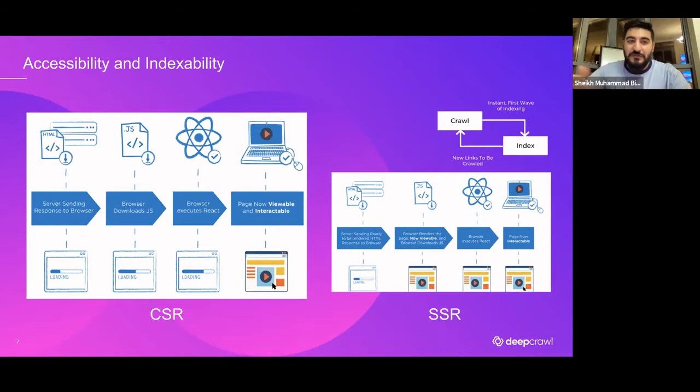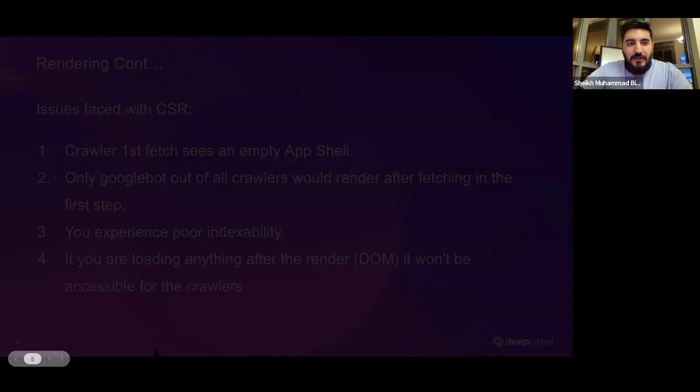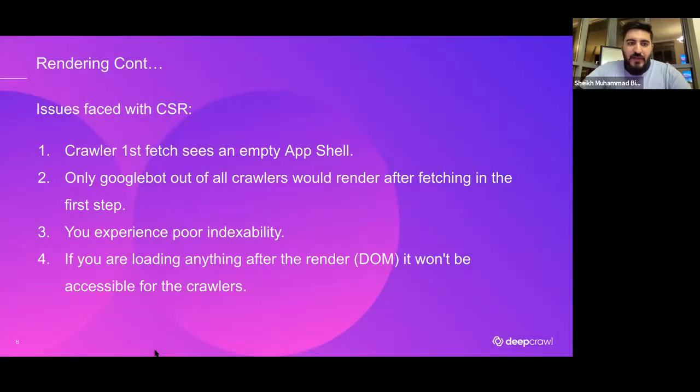That's like 200,000 requests for the crawler. So you really want to save those 100,000 requests for the crawler to optimize the indexation process. Okay, so rendering issue, what issues can you face? The crawler first fetches and sees an empty shell. Only Googlebot, out of all the crawlers, can render. Bingbot and most other search engines are not able to render, so they will just see a blank page. So that's another thing you have to be concerned about.